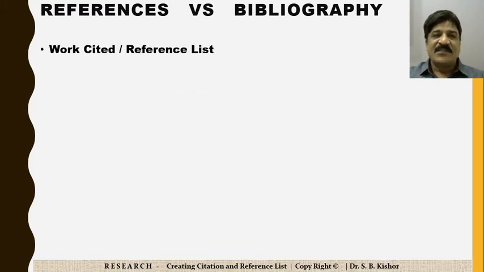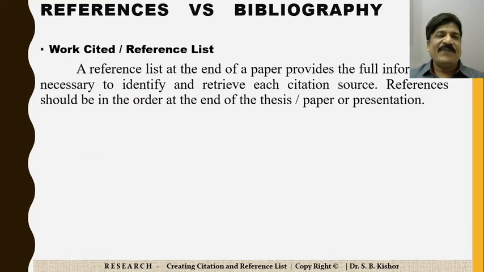A references list is also referred to as works cited sometimes. A reference list at the end provides what? Full information necessary to identify and retrieve each citation source. References should be in order at the end of a thesis, paper, or presentation.